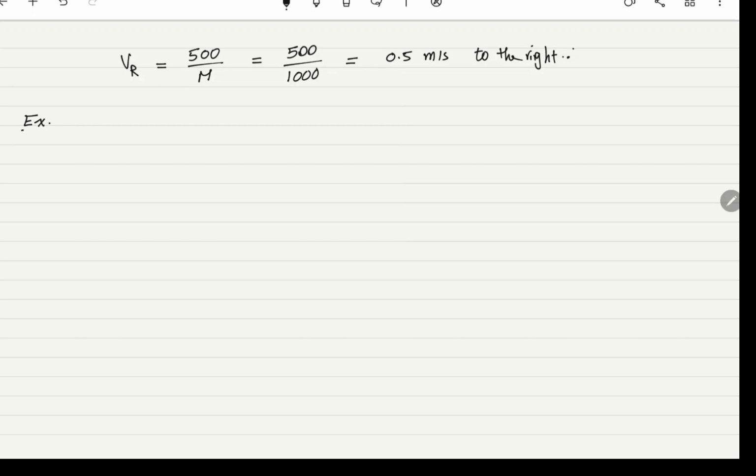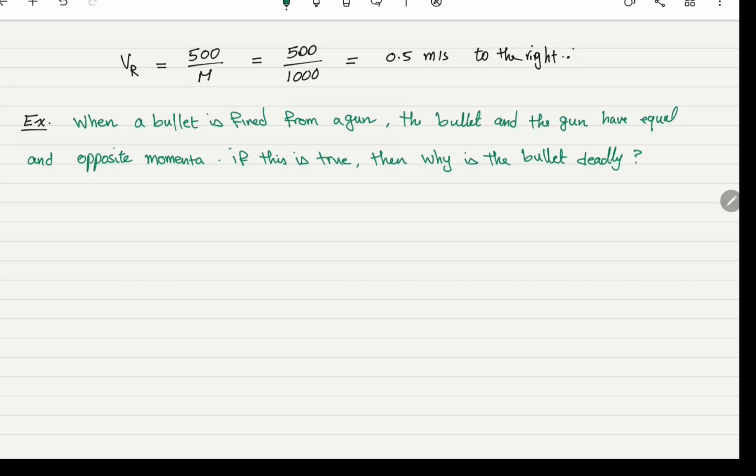Example: when a bullet is fired from a gun, the bullet and the gun have equal and opposite momentum. So if this statement is true, then why is the bullet deadly? To answer this, just remember that the kinetic energy of the bullet is much larger than the kinetic energy of the gun.